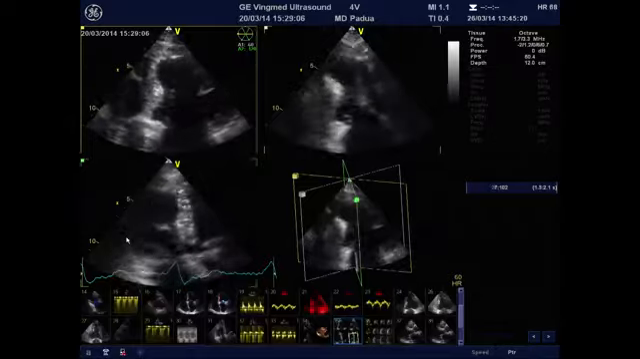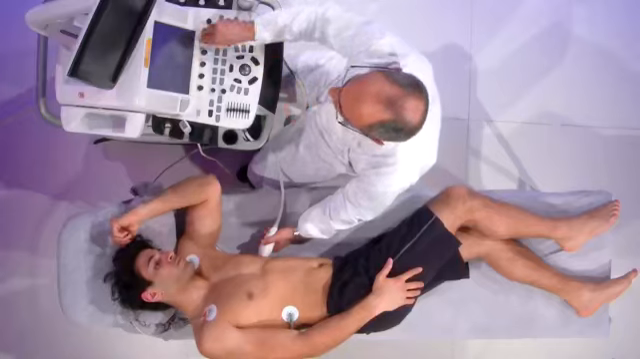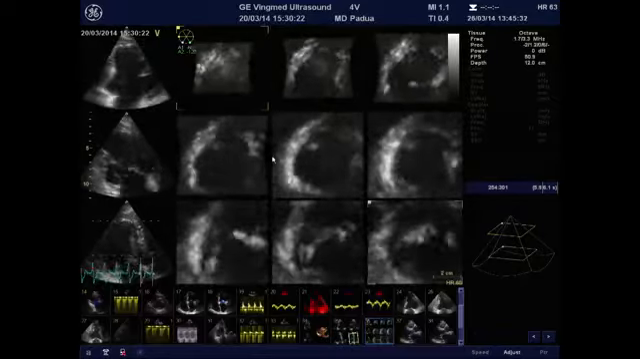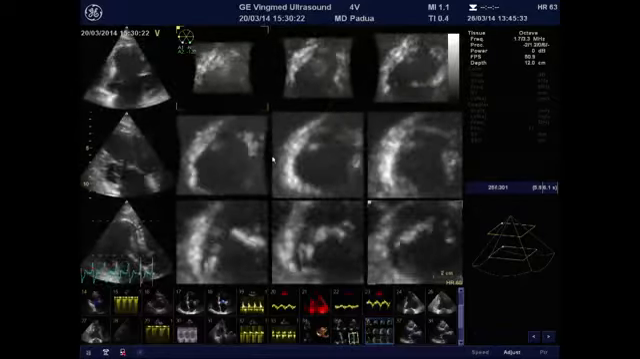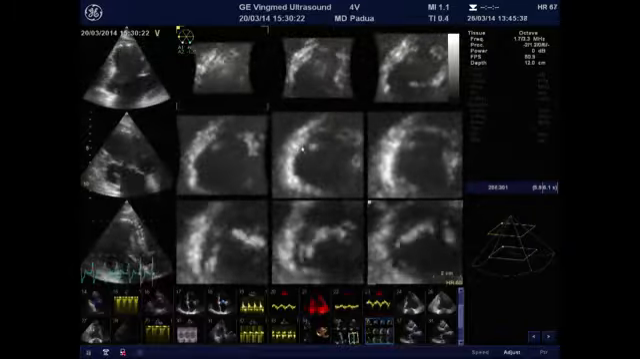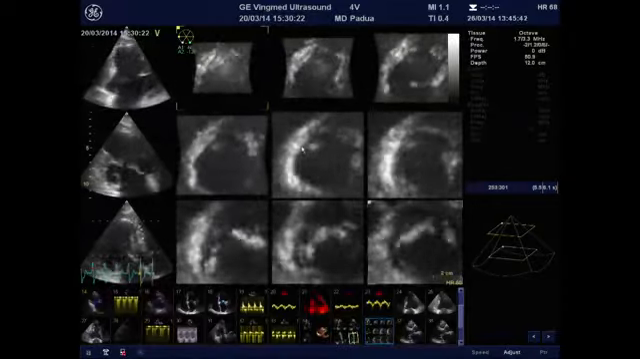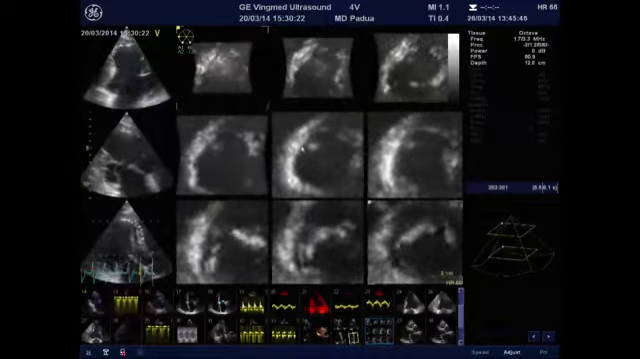Then, if the patient is cooperative and has a stable heart rhythm, like in this patient in whom the rhythm is paced, you can make the acquisition of the full volume of the left ventricle and the right ventricle, and have, first of all, an overall assessment of regional left ventricular dysfunction as well as global left ventricular dysfunction.